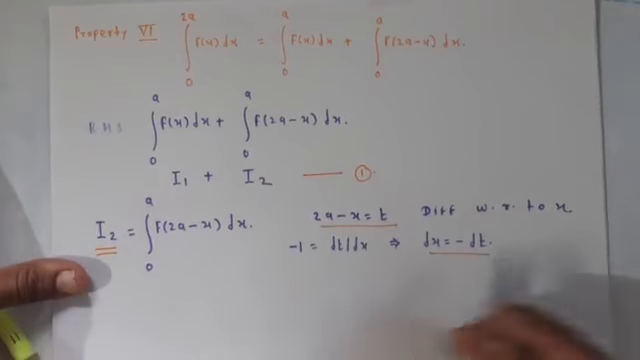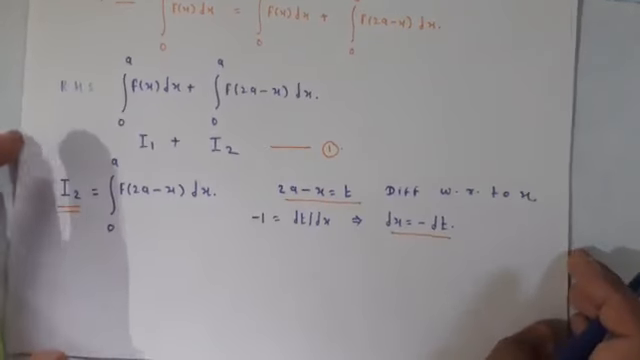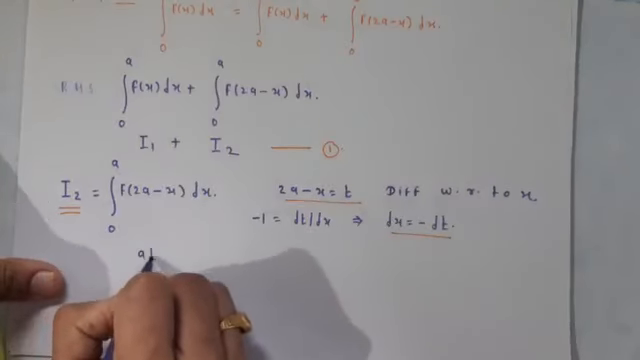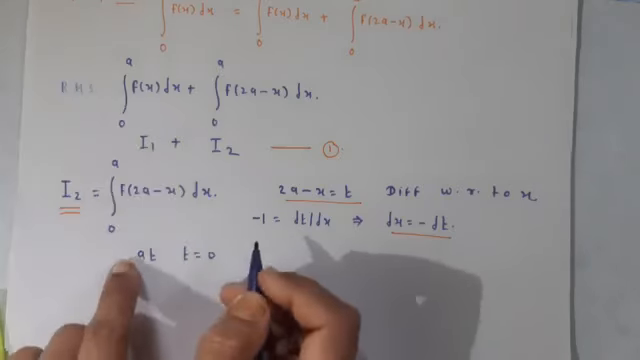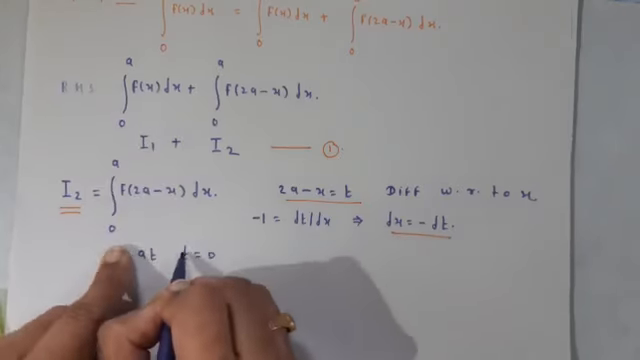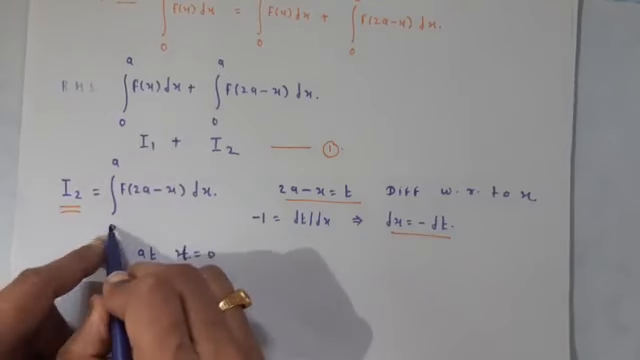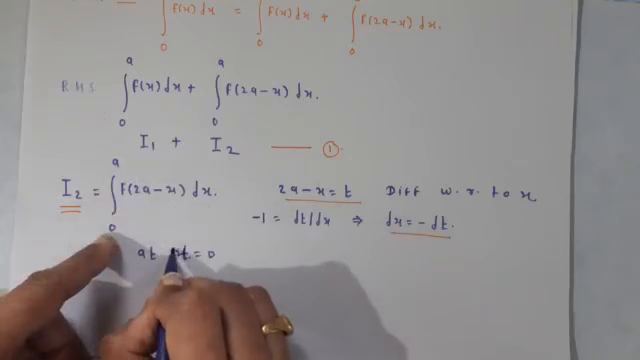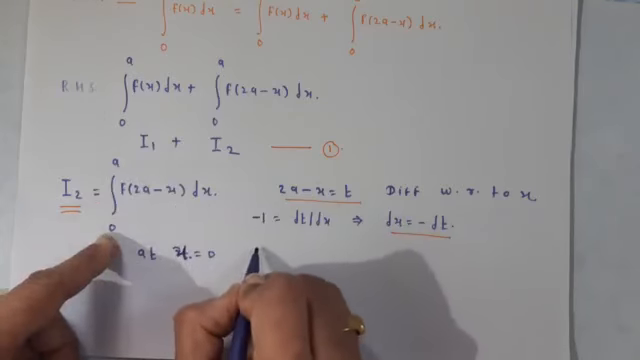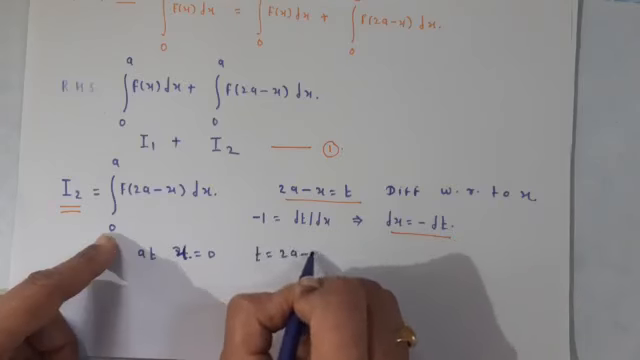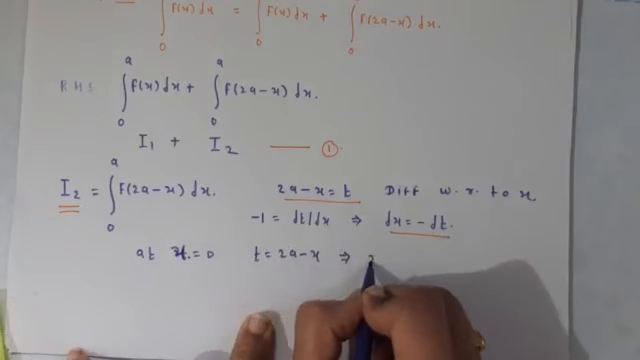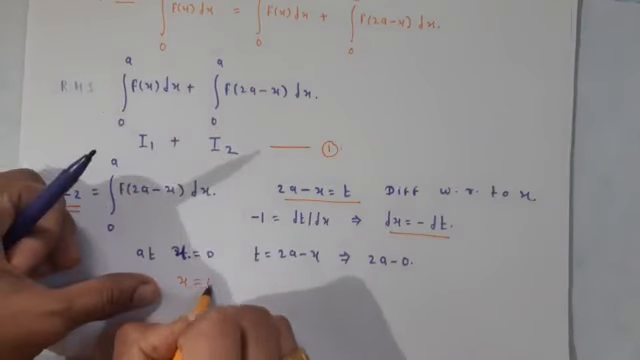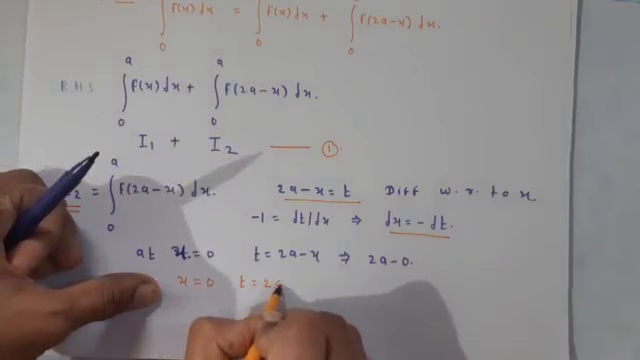Okay, and now when we give a substitution in the integration, at the same time we also change the limits of integration. These are the values x equal to 0 and x equal to a; these are the limits of integration. So at x equal to 0, we have t equal to 2a minus x, which implies 2a minus 0. Therefore, at x equal to 0, t equal to 2a.